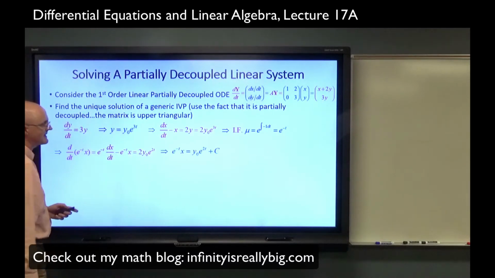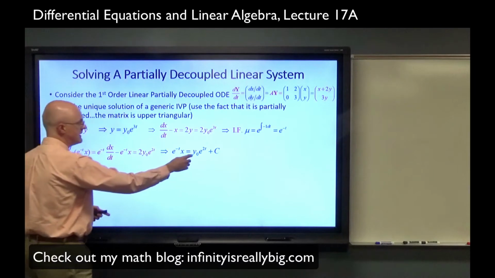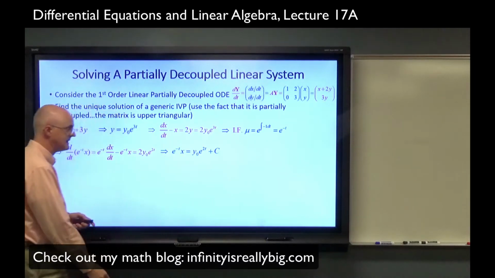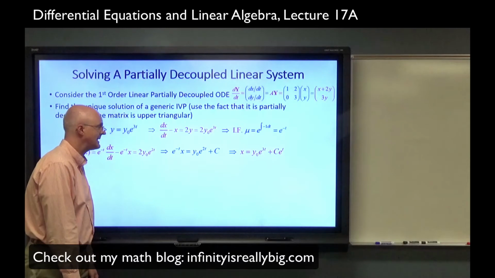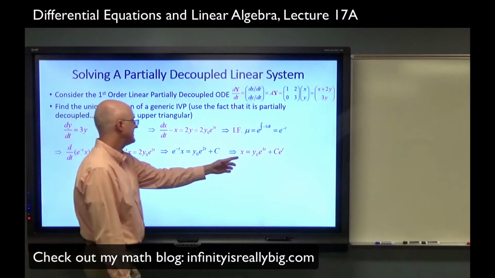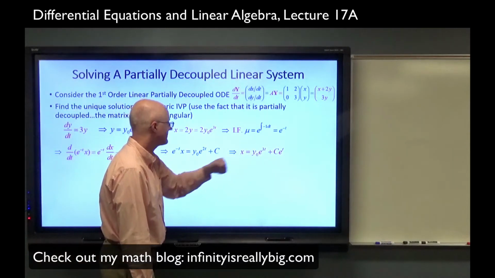The integral of the right-hand side is not too hard either. You're going to get y0 e to the 2t. Now you do want to add a plus c, because we want to solve an initial value problem. Here is the general solution that I can obtain after multiplying both sides by e to the t. x is y0 e to the 3t plus the constant times e to the t.